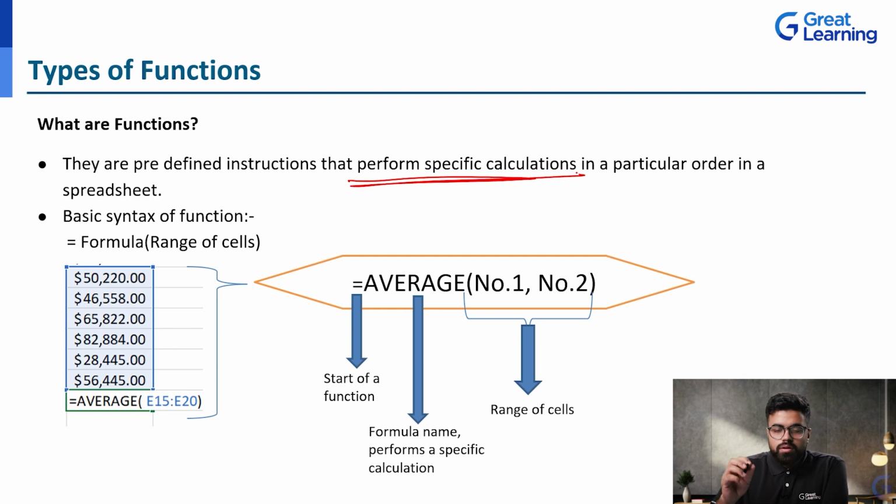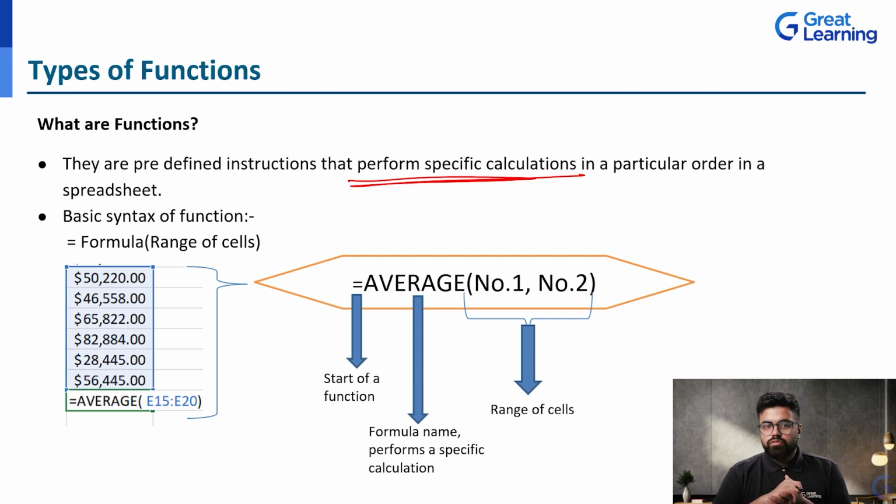Knowing that it performs specific calculations in a particular order, what does that mean? It has a set of basic steps that are required. Maybe you want the sum of various values, or an average of some values. You want the maximum of the values, maxima, minima, all those things. So you just need to type out basic formulas known as functions and you'll get your desired result.